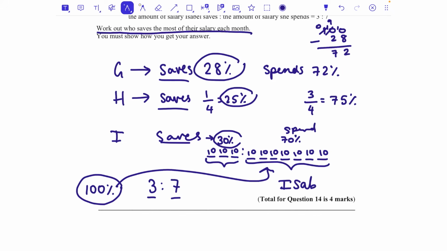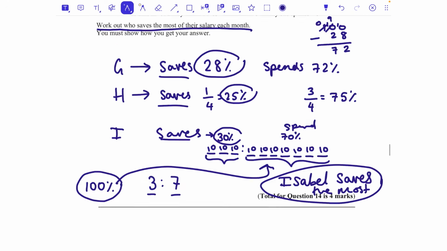Isabel, actually just Isabel is sufficient, but I'll put Isabel saves the most. Whenever they ask you a question, you need to answer their question. Work out who, it wasn't a question, but a statement. Work out who saves the most of their salary each month. You must show how you get your answer. So all of that working, and we've said Isabel saves the most.